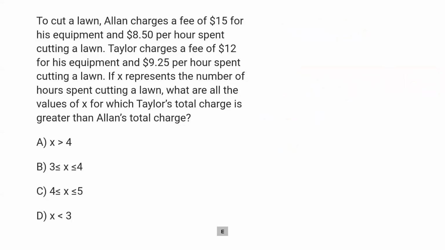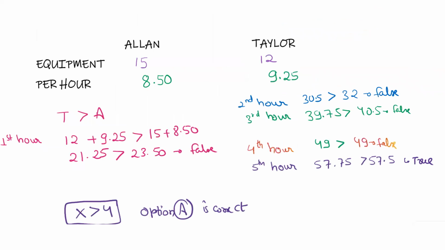So if I talk about the complete calculation part, I had already done this. What we want is Taylor's value should be greater than Alan's. Initially 12 is not greater than 15, so I haven't taken the initial part. After the first hour, 12 plus 9.25, that should be greater than 15 plus 8.50. 21.25 is greater than 23.50? This statement is completely false. So we can say X is not equal to 1. Similarly, at X equal to 2, again the same thing happens. It's a false statement. If I talk about the third hour, again the statement holds false, so we cannot say that X equal to 3 is the correct answer.